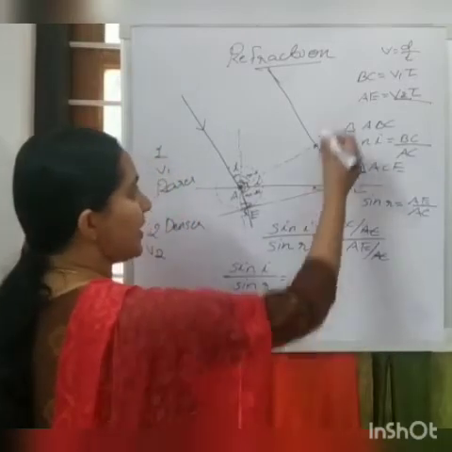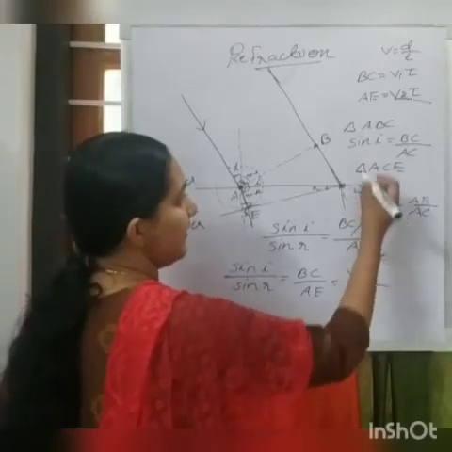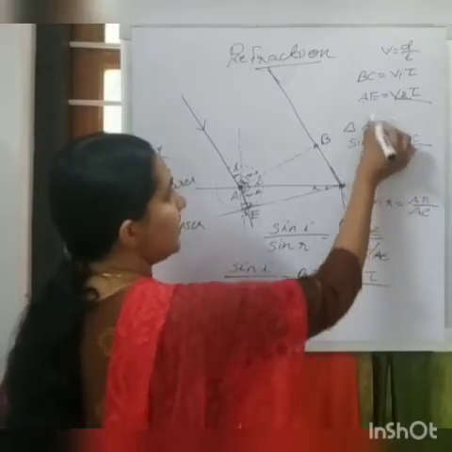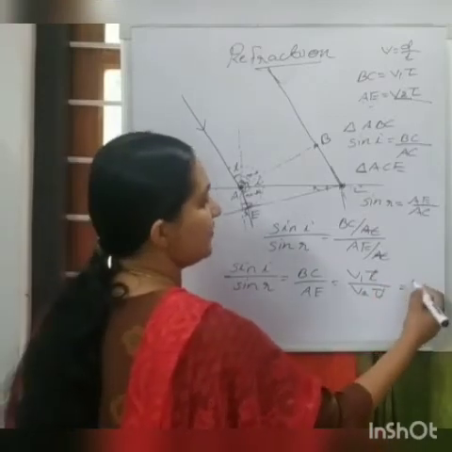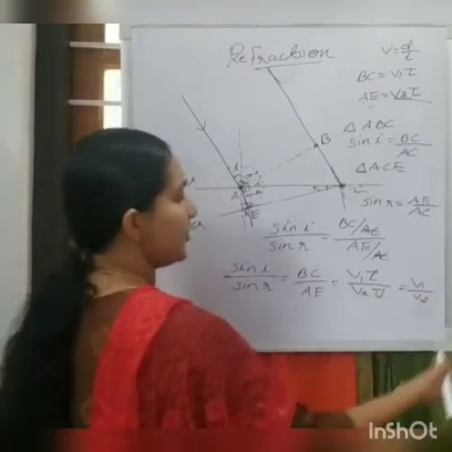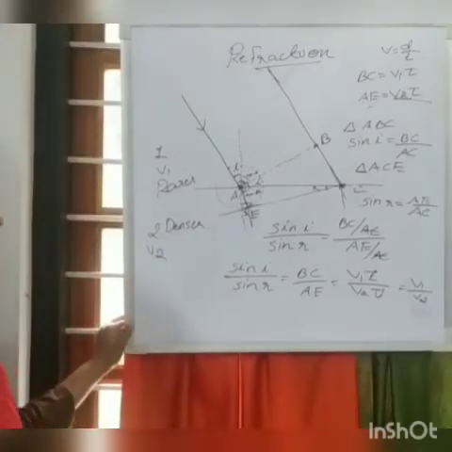That is equal to, what is BC? V1 tau, divided by, what is AE? V2 tau. Tau and tau will get cancelled, which is equal to V1 by V2. That is, sin I by sin R equals V1 by V2.